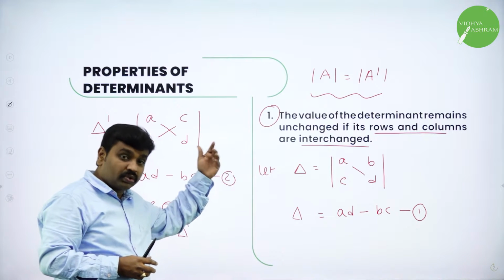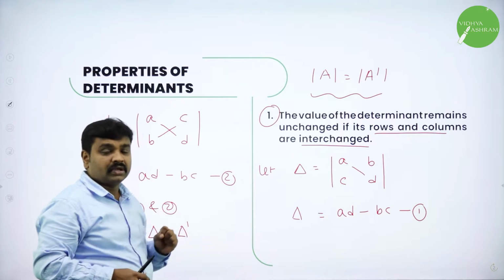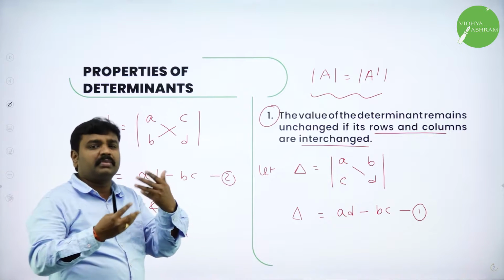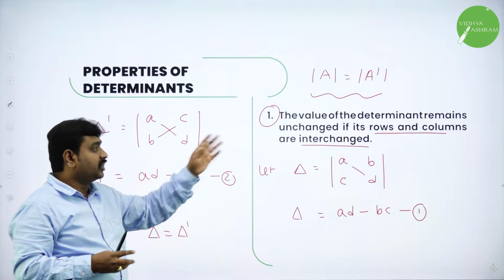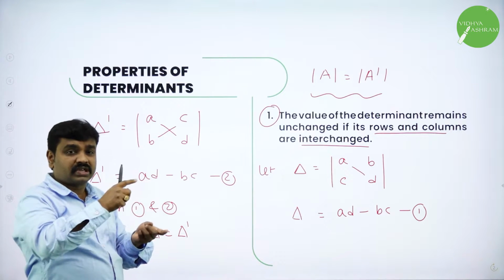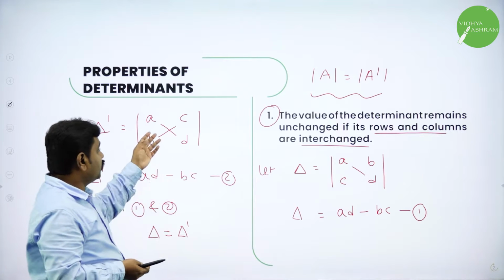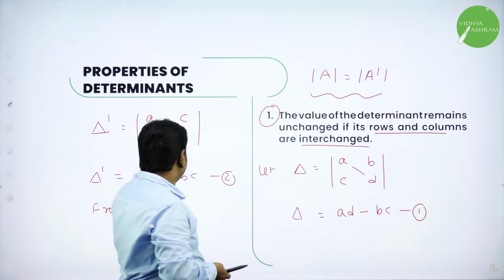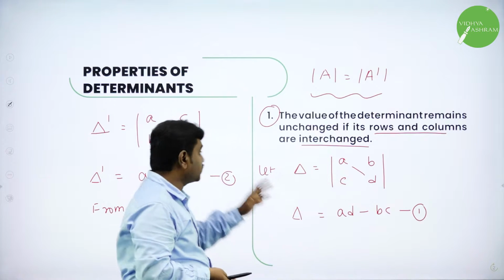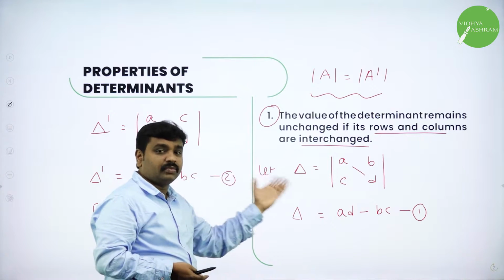And if they ask you to prove this, you have to prove like this. You can take 3 cross 3 and prove, but it will be lengthy. So they'll ask 3 mark property. Prove the value of determinant remains unchanged when rows and columns are interchanged. Means what? You make the row as columns. First row is AB, I will make it as first column. Second row is CD, I will make it as second column. And when I expand, I will get both same.